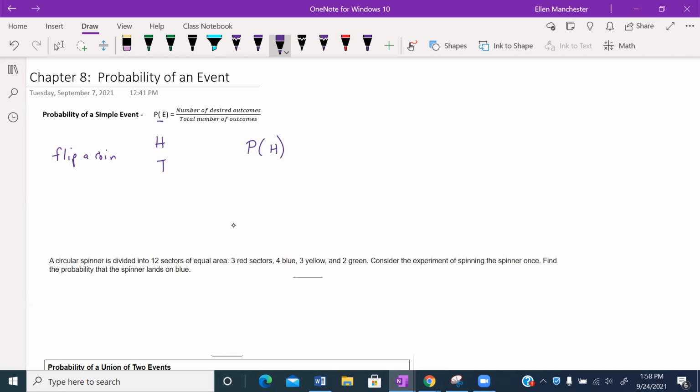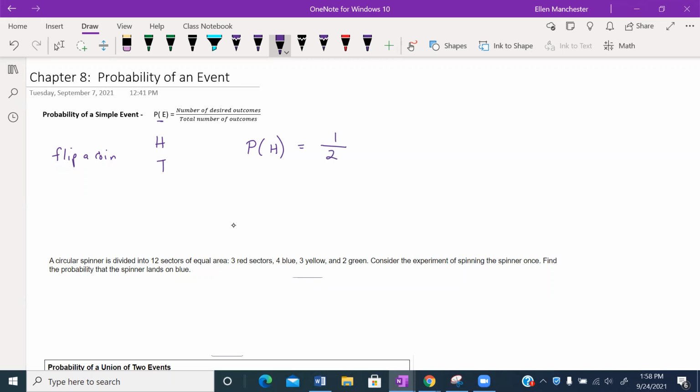Okay. So if I want to know the probability of getting heads, the formula is: the top number, or the numerator, is the number of desired outcomes. The bottom number is the number of total outcomes. Okay, so in this case, when I'm flipping a coin, I have two choices. So that is the total number of outcomes. The desired outcome is heads, and I only have one choice. So this is when I flip a coin one time.